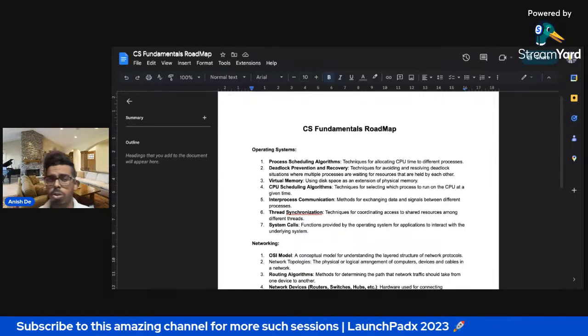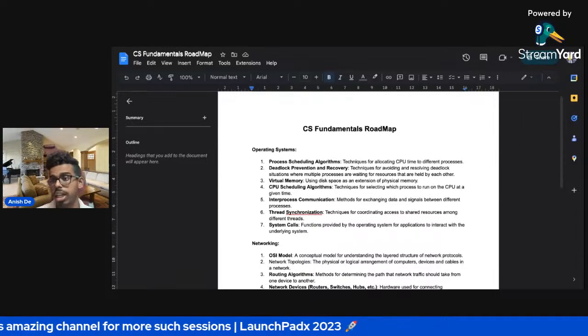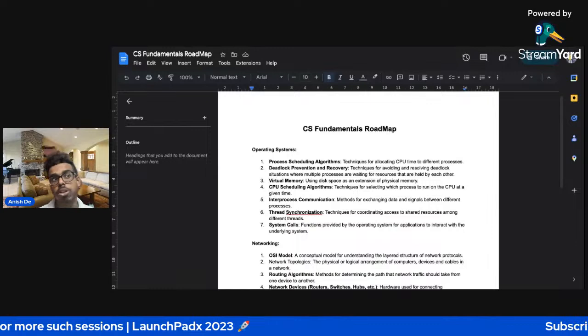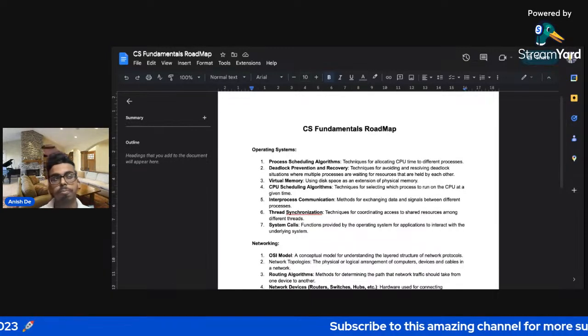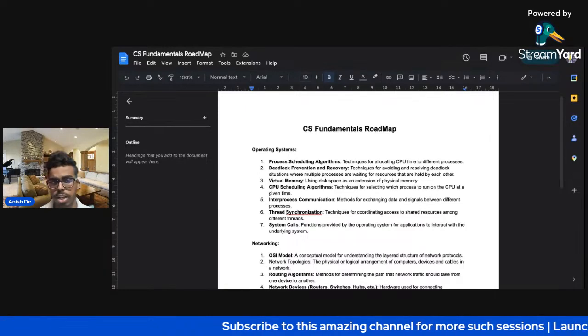So next, also read about thread synchronization, multi-threading, and also read about the difference between multi-threading, multiprocessing, and multitasking. Okay, so read about all these three differences.